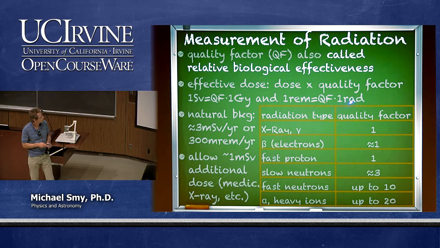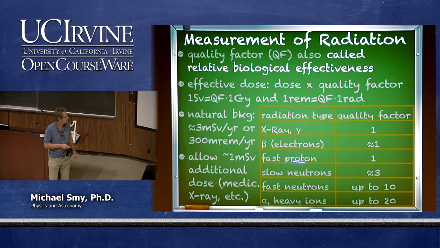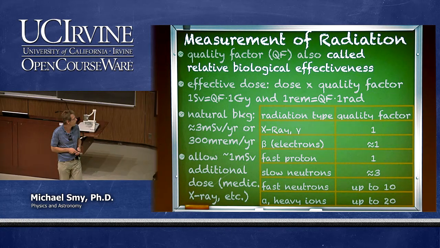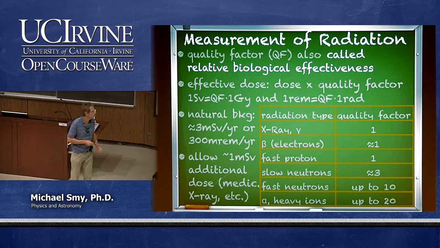So these are quality factors for radiation types. X-rays and gamma rays have a quality factor of 1. Beta rays have a quality factor of approximately 1. Fast protons are also 1. Slow neutrons is about 3. Fast neutrons is up to a quality factor of about 10. And alpha and heavy ions can have quality factors up to 20.